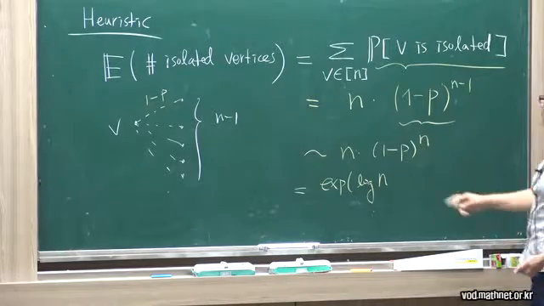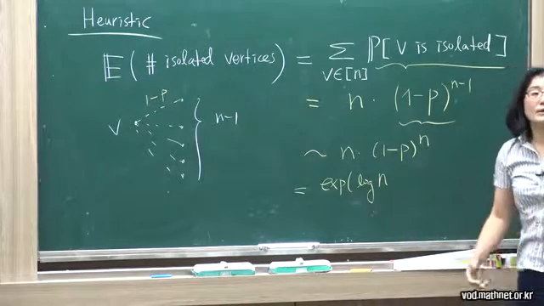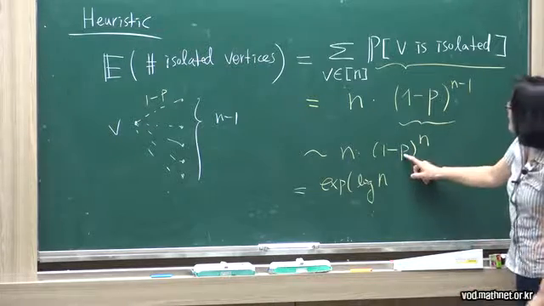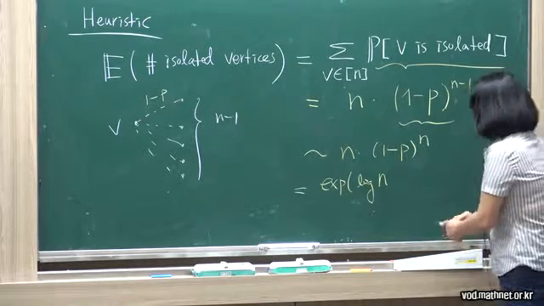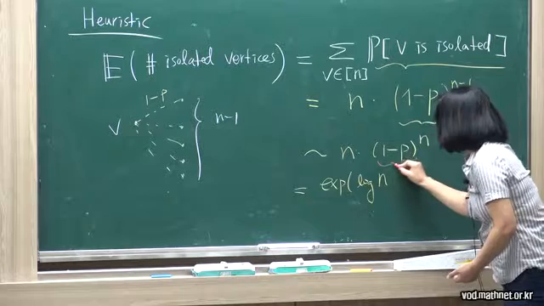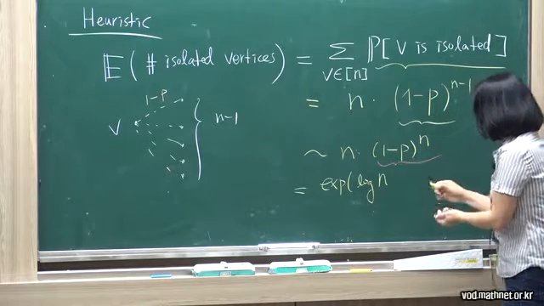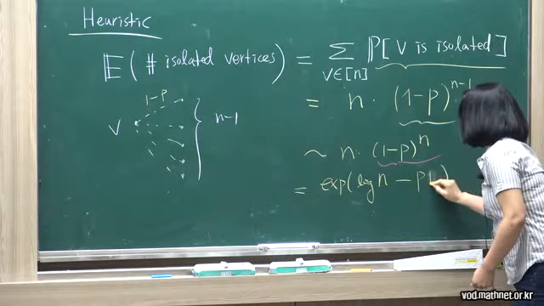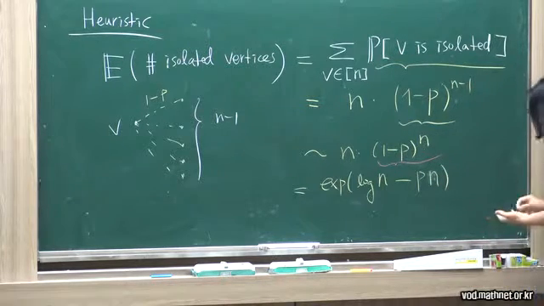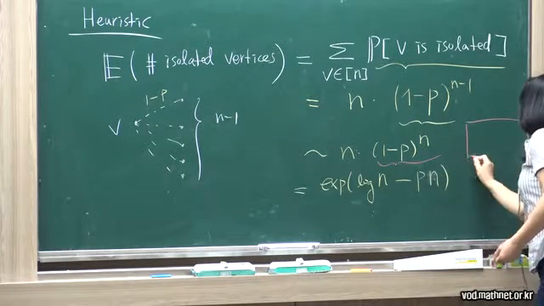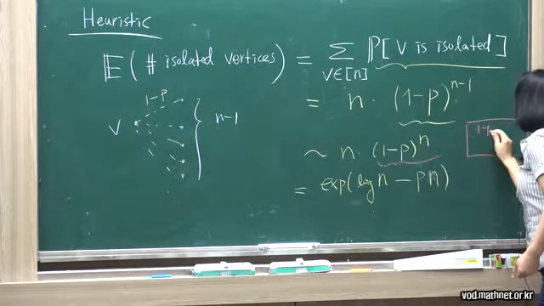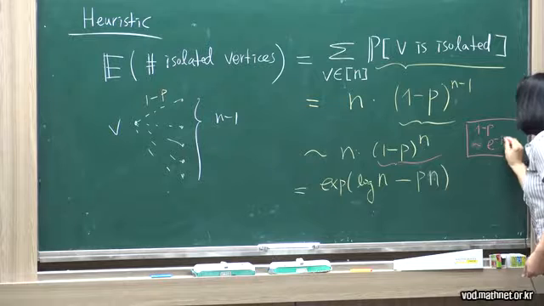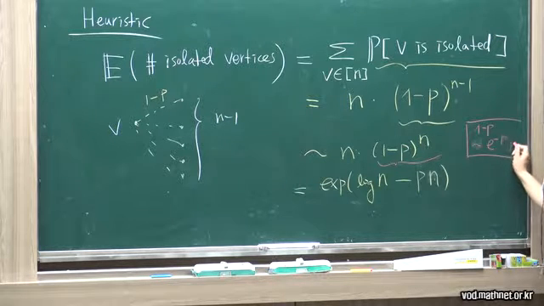And also using some property or the Taylor expansion of the exponential function, you can also see that if p is very small, this function behaves roughly like exp of minus p times n. That's a very easy lemma. You can prove it at home. If p is small, 1 minus p behaves like e to the minus p.